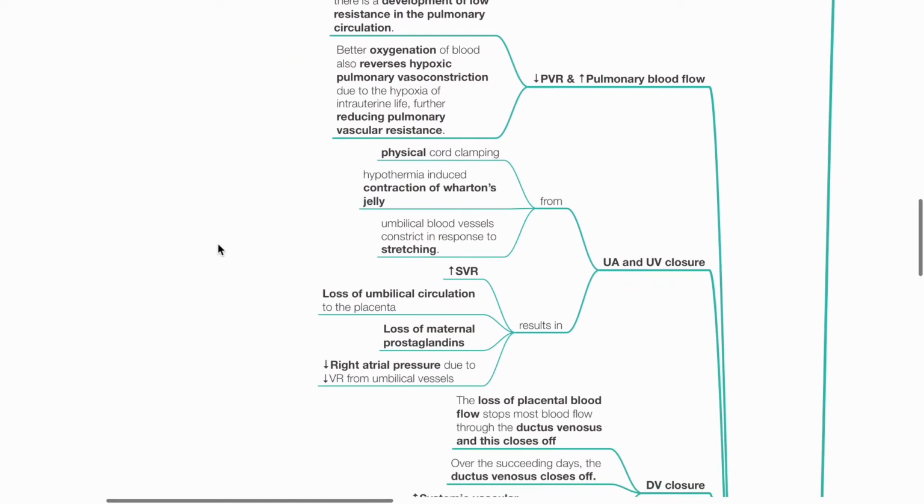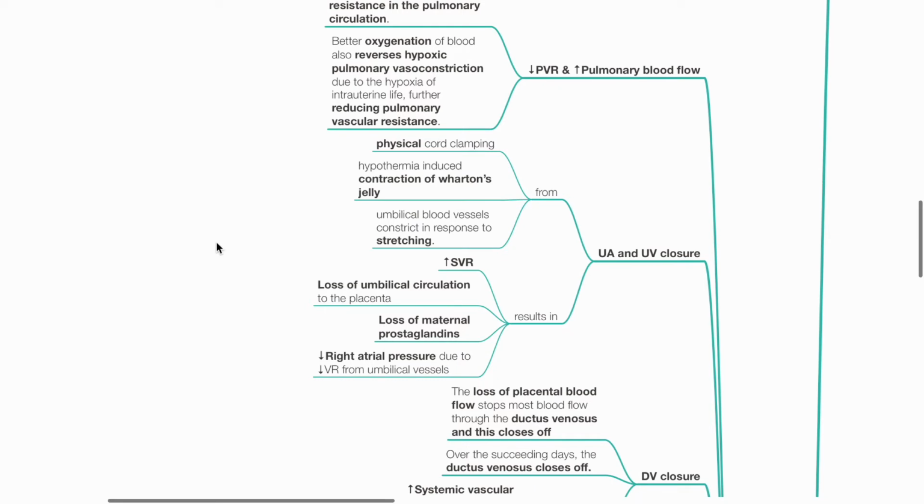Umbilical artery and umbilical vein closure. This occurs from physical cord clamping, hypothermia-induced contraction of Wharton's jelly, and umbilical blood vessels constrict in response to stretching. UA and UV closure results in increased SVR, loss of umbilical circulation to the placenta, loss of maternal prostaglandins, reduced right atrial pressure due to reduced venous return.